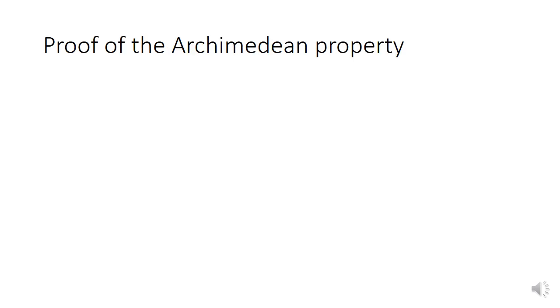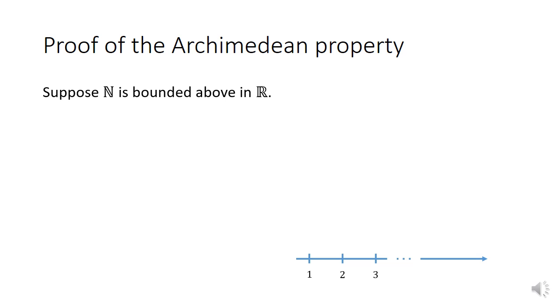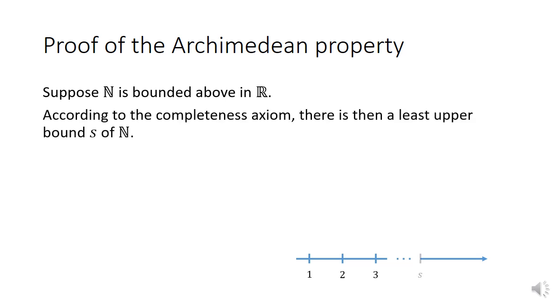We can prove the Archimedean property by contradiction. That is, we assume that N is bounded above in R and show that this assumption leads to a contradiction and must therefore be false. Okay, suppose N is bounded above in R. According to the completeness axiom, there is then a least upper bound s of N.